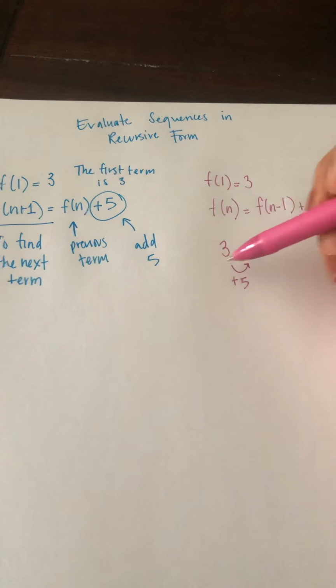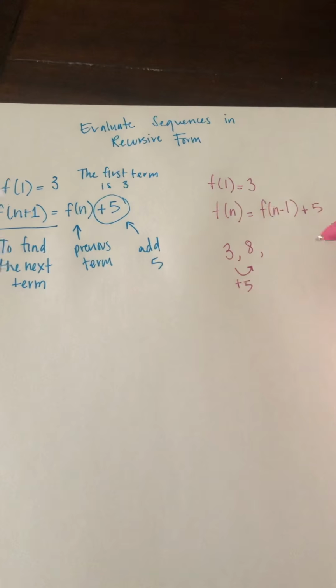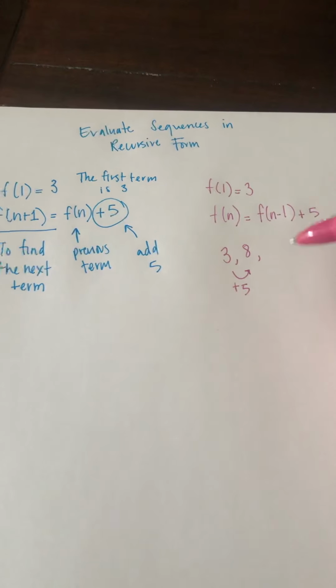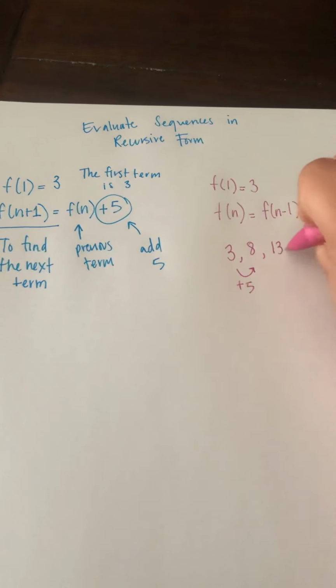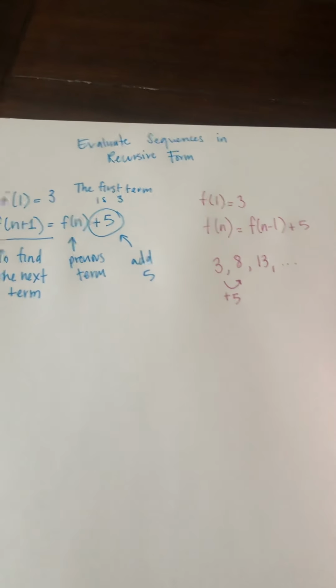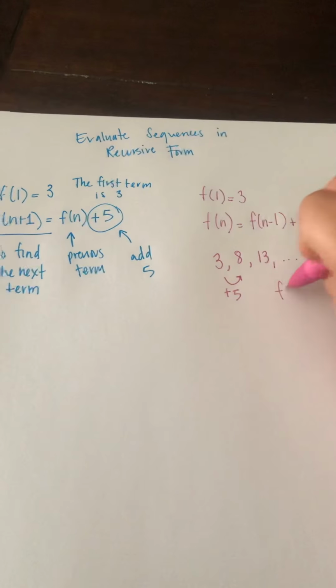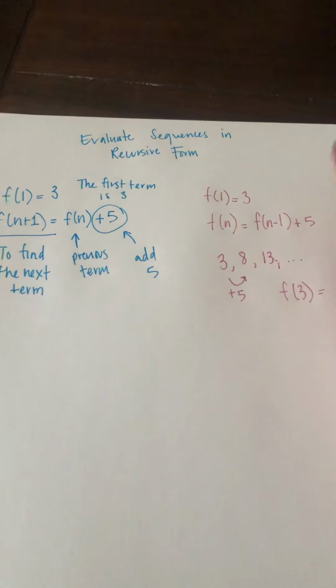So 3 plus 5, well, that would be 8. And then if I want to keep doing it, 8 plus 5 is 13, and then so on and so forth, depending on what they're asking. Because if they say, what is f of 3? Well, f of 3 is the third term, and the third term is 13.